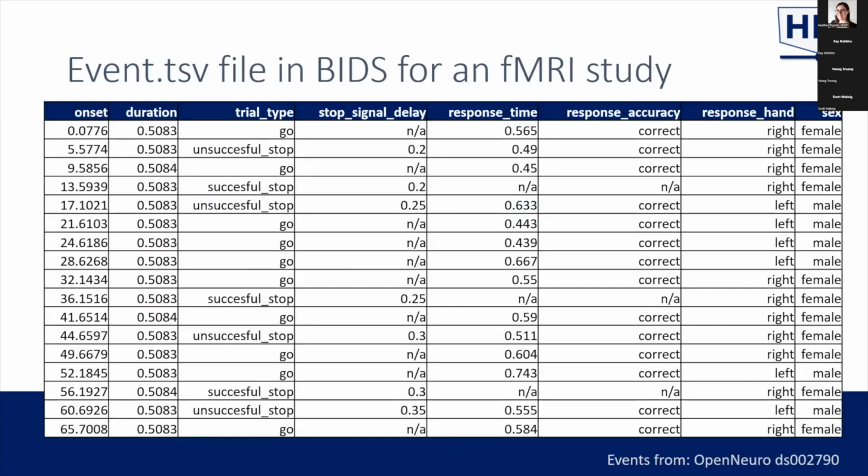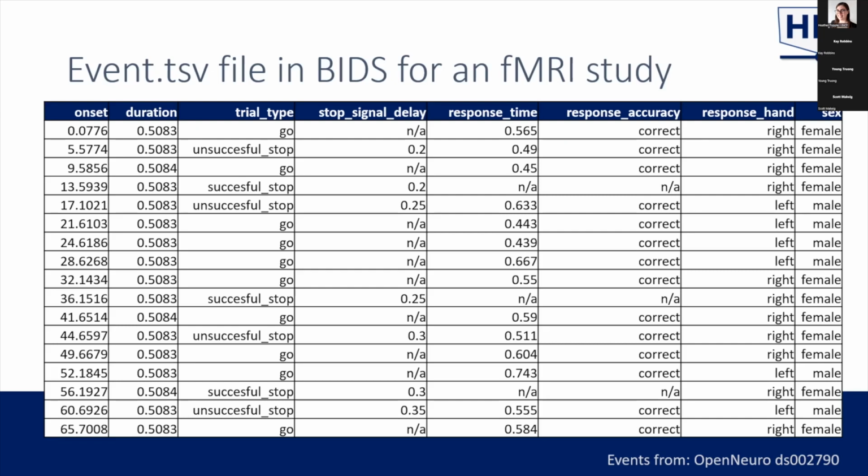So here's just another overview of one of the BIDS event files. This event file comes from an fMRI study that is on OpenNeuro, the Amsterdam Open MRI Collection study, and you can find it on OpenNeuro as well. This particular file comes from a stop signal task that was performed in the MRI scanner.